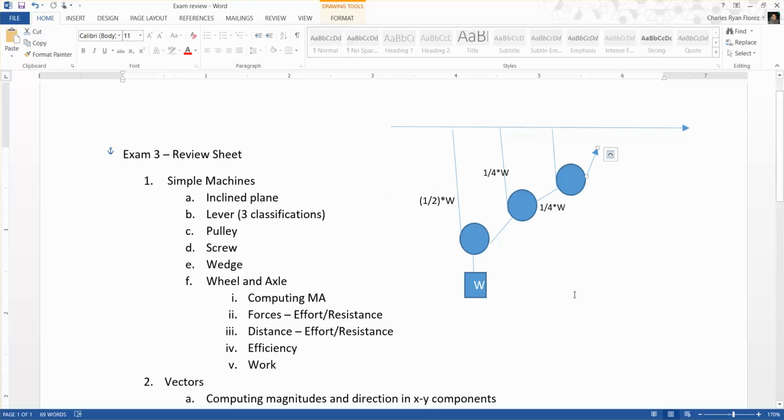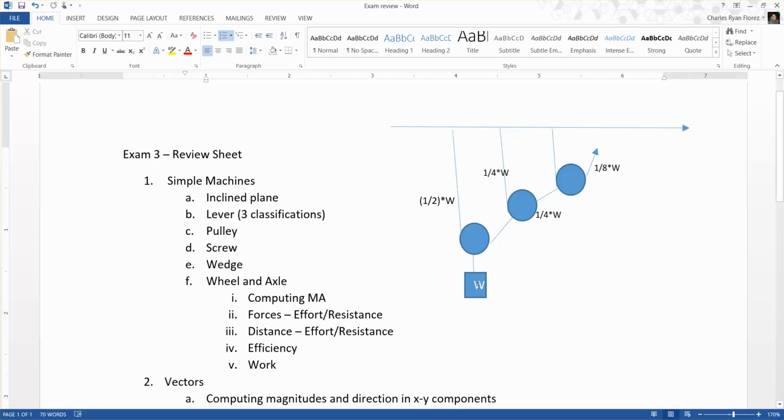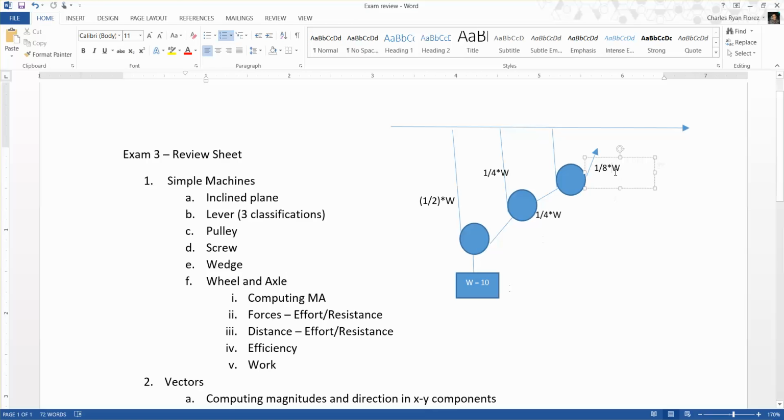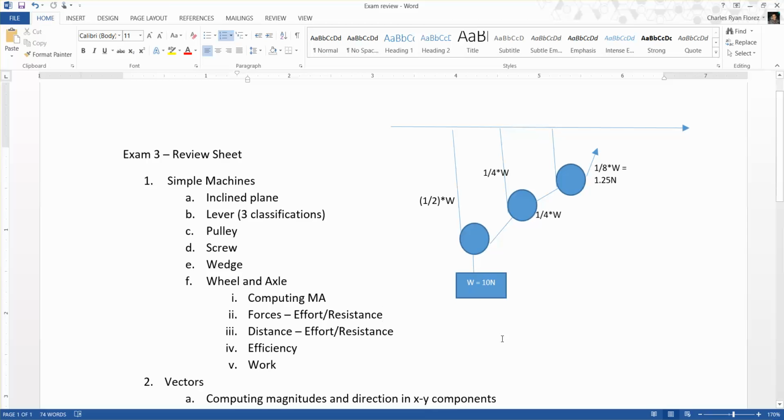So just keep in mind how weight can be reduced. Obviously we reduced it greatly here, because here we only have 1/8 W, which in this case, if W was equal to 10, would be 1.25 newtons. I think the majority of you understand what I mean.